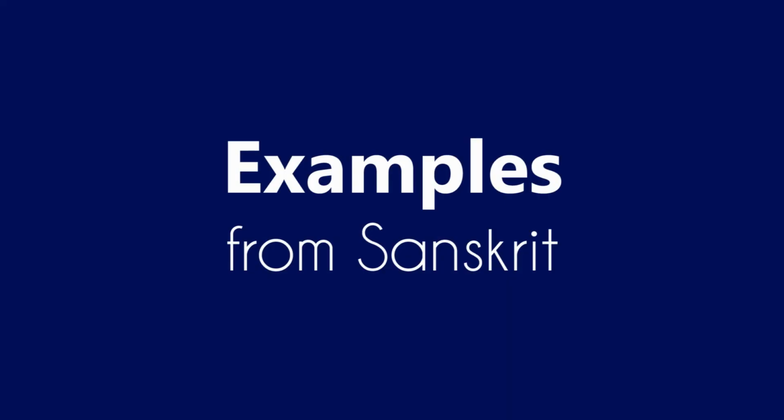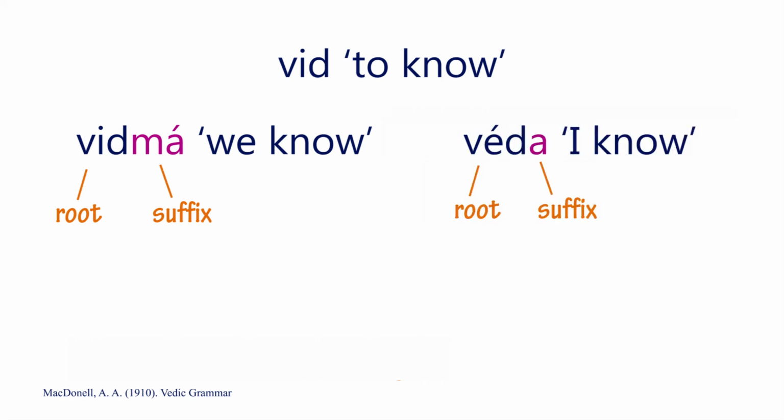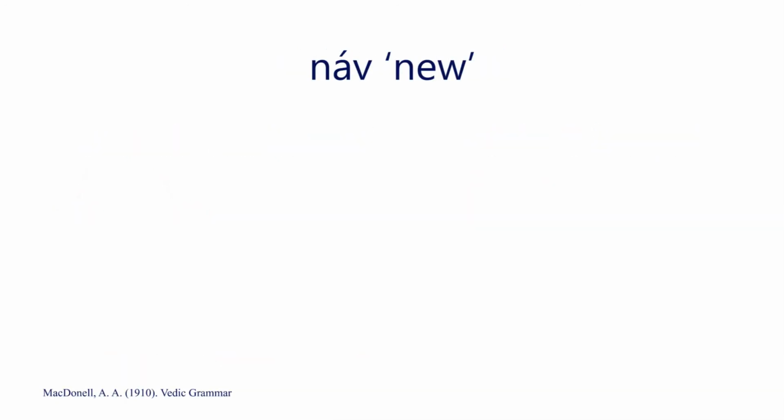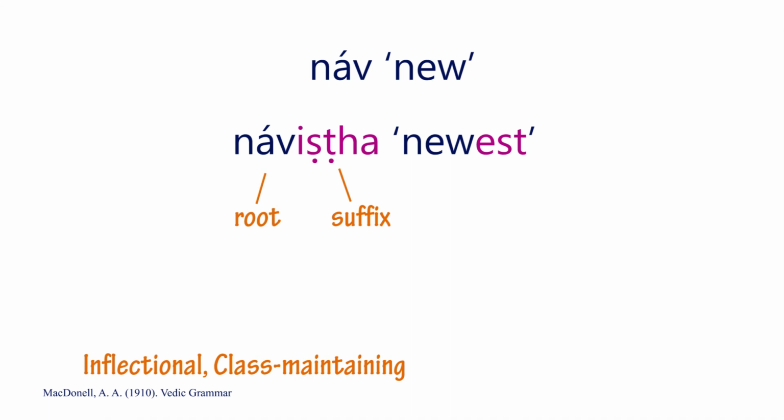So yay, since we already talk about roots and old languages and Indo-European languages, why not talk about Sanskrit? In Sanskrit, vid, which means know, is conjugated in a way similar to Spanish. So vidma means we know. And then I know is veda. I guess this is the stress. And then these are conjugating suffixes, which are inflectional. Another one, which is nav, means new. And ista is like est, like newest. You see this est. So navishta.